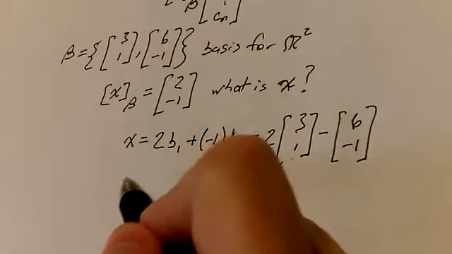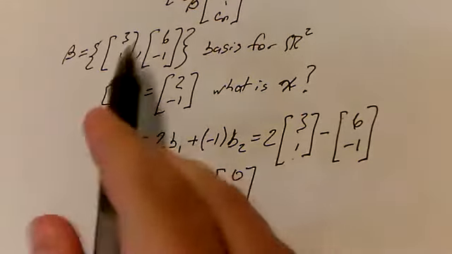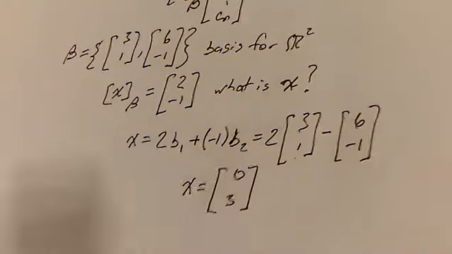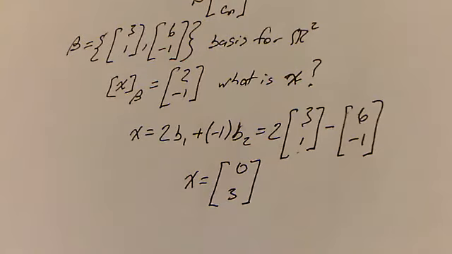You can think about those grids we had. I'm going out 2 along the first vector, then minus 1 along the second vector. That's going to get me to 0, 3.